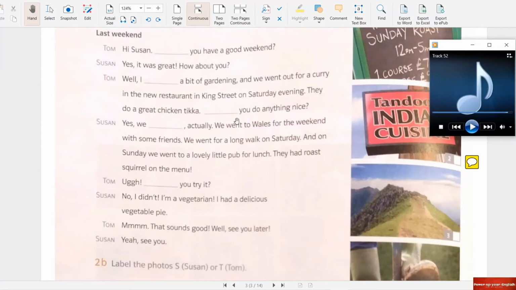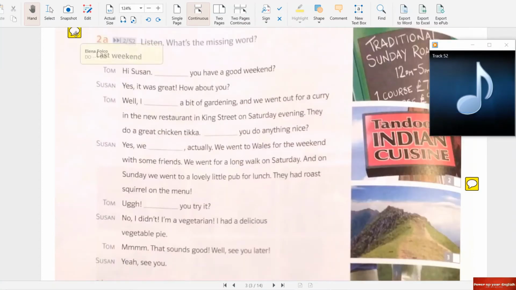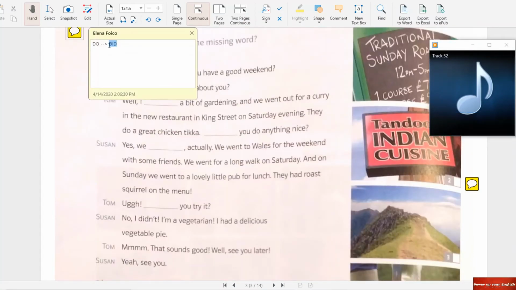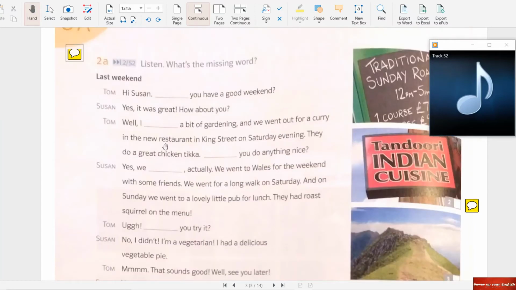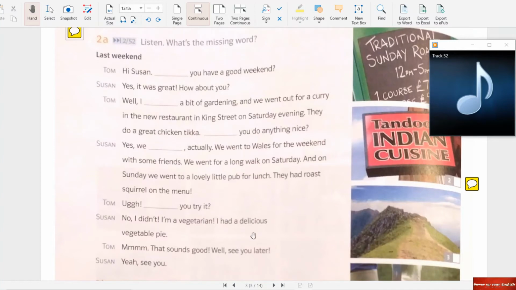Very good. So what was the missing word? I think you guessed right. It was did. So as I said to you before, the do of the present actually becomes did in the past. Brilliant. So as you can see, here it is all in the simple past. And did you notice roast squirrel towards the end? What is a roast squirrel? Please go and check the translation in your own language.